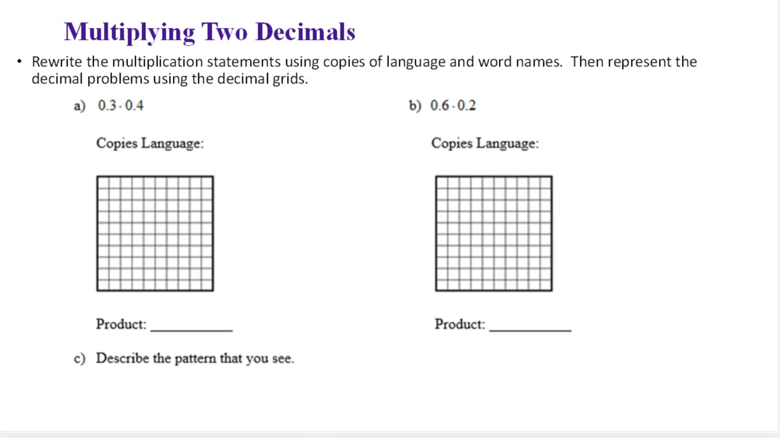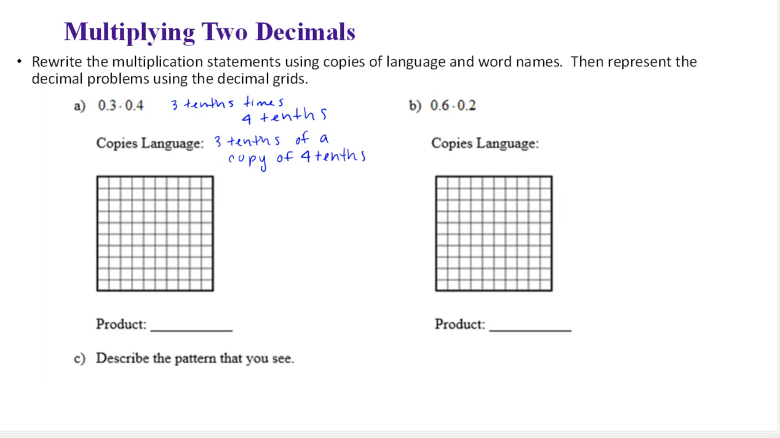Okay. So here we have 3/10 times 4/10. In copies of language, we could say we have 3/10 of a copy of 4/10. So 3/10 of a copy of 4/10.